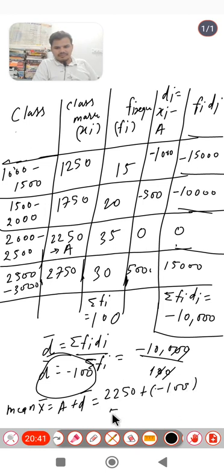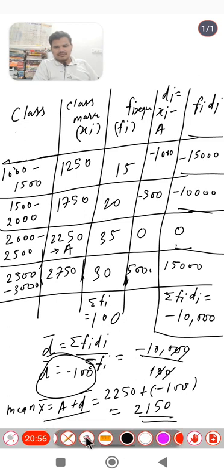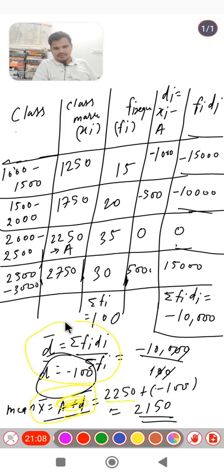So the mean is equal to 2150. That is our answer. So this is the assumed mean method. This formula is very important, you have to note this. You can understand this particularly by this. This is also very important, and this one, by which you can understand these terms.